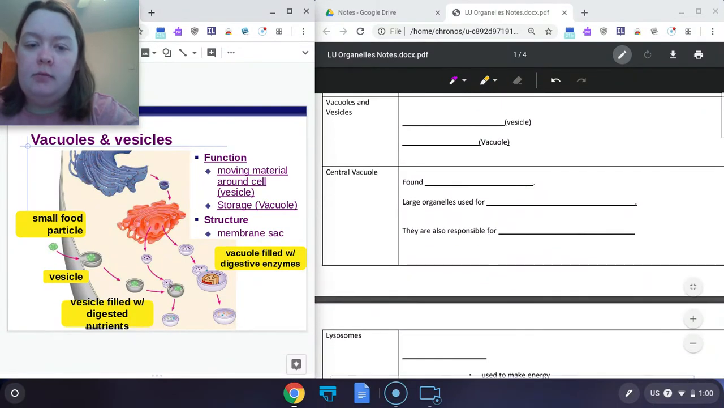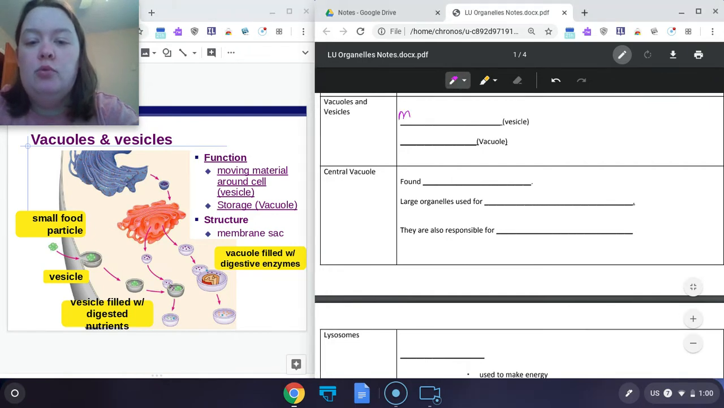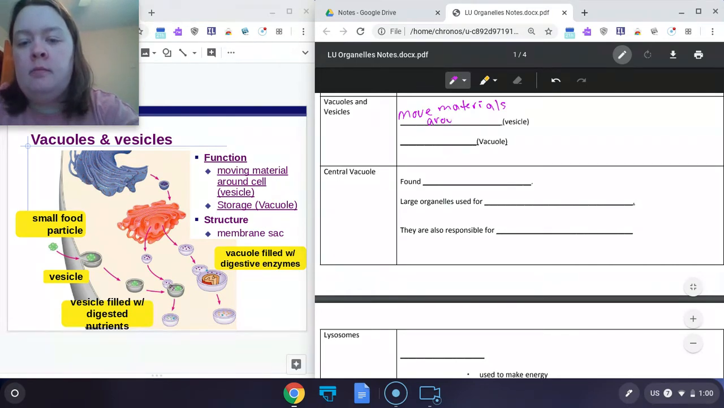Next, we're going to talk about vacuoles and vesicles. Vesicles are going to transport things around the cell or move materials around cells. So vesicles are like little vehicles that move around the cell. Vacuoles are storage centers. They store things. So store extra water or extra food. Vacuoles store.